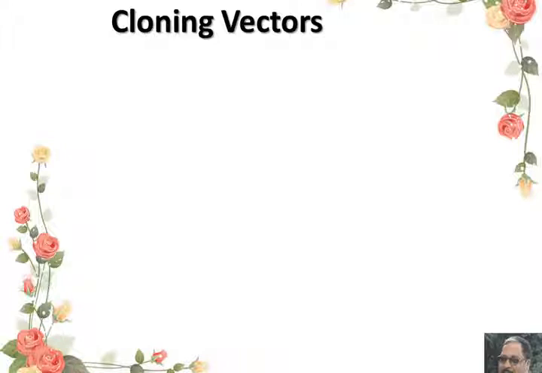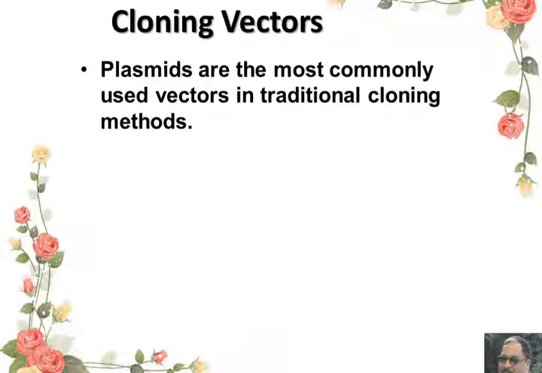The cloning vectors are nothing but a DNA molecule that has the ability to replicate in an appropriate host cell, and the DNA fragment to be cloned is inserted into it for cloning. All the vectors that are used for propagation of DNA of interest in a suitable host cells are called cloning vectors. They are also called as DNA vehicles or molecular vehicles. Plasmids are most commonly used as vectors in traditional cloning methods.